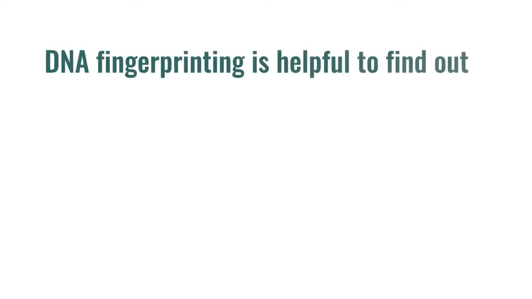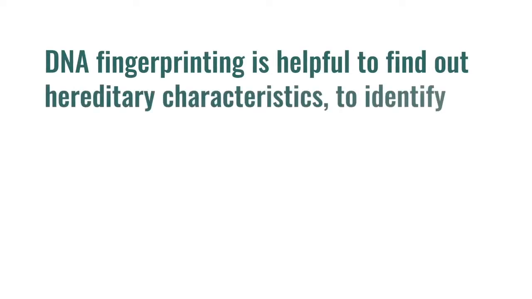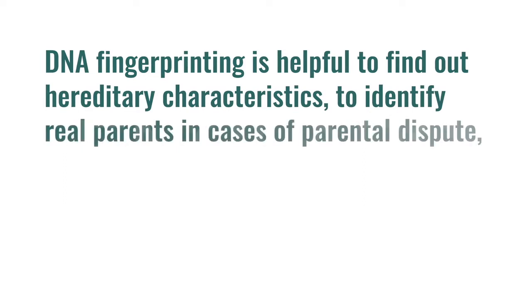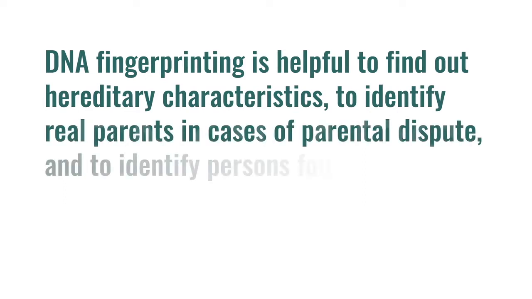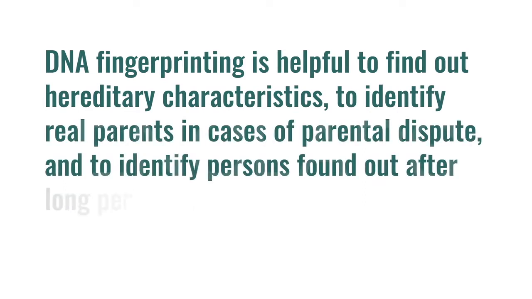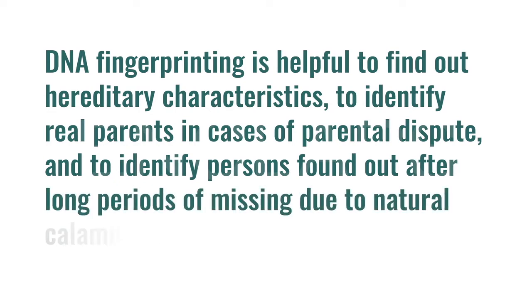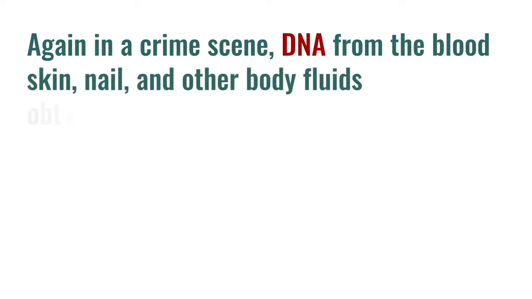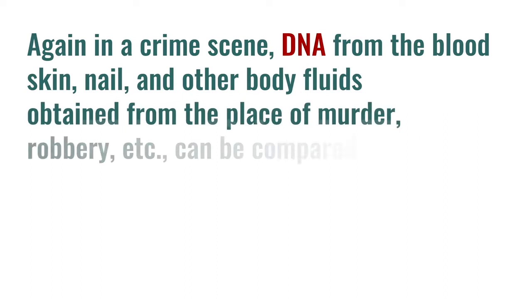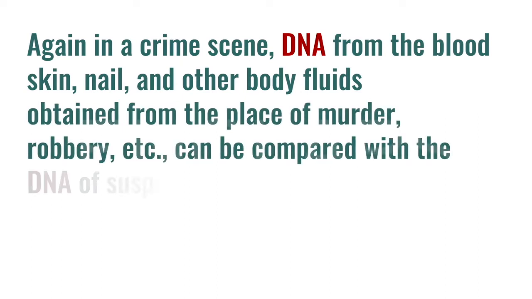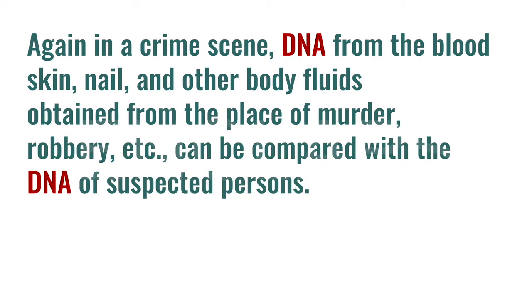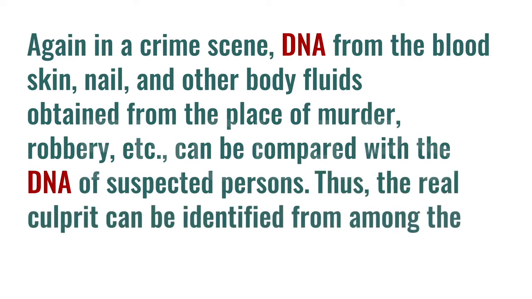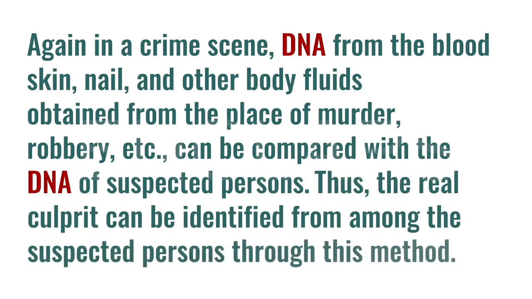Scope of DNA fingerprinting. DNA fingerprinting is helpful to find out the hereditary characteristics, to identify the real parents in case of parental dispute, and to identify the persons found after long periods of missing due to natural calamities. Again, in a crime scene, the DNA from the blood, skin, nail and other body fluids obtained at the place of murder or robbery can be compared with the DNA of the suspected persons. Thus, the real culprit can be identified from among the suspected persons through this method.